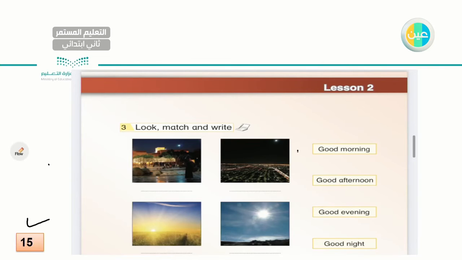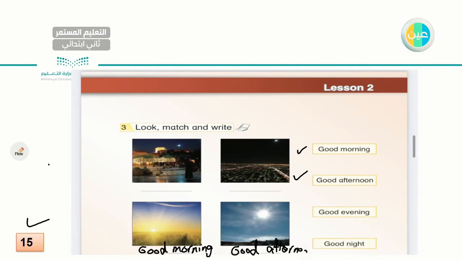By the first one, good morning. Which picture is good morning, my dear student? Is it picture number 1, 2, 3, 4? What do you think? Very good. It's the 3rd picture. So let's go ahead and write good morning here. Very good. Excellent. So this is good morning. How about the next one? Good afternoon. Very good. It's the last picture. So let's go and write good afternoon.